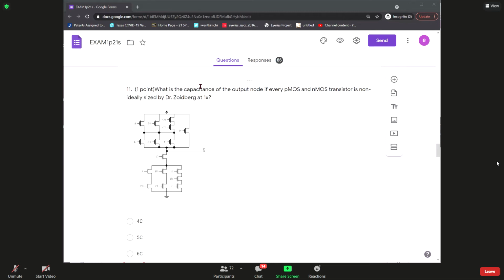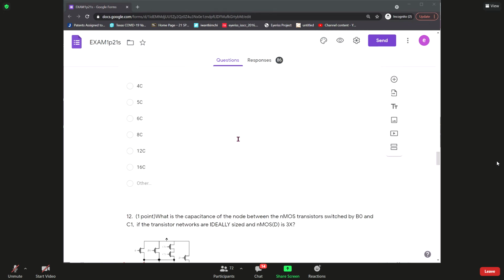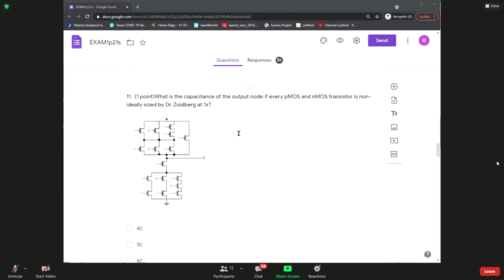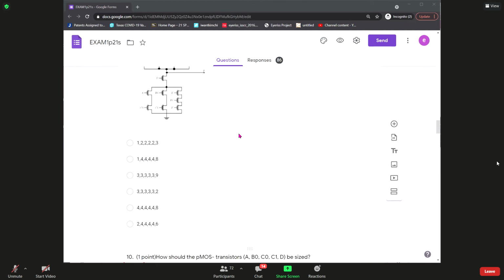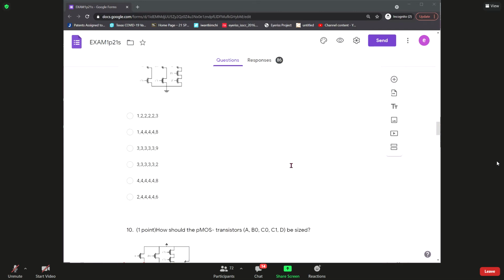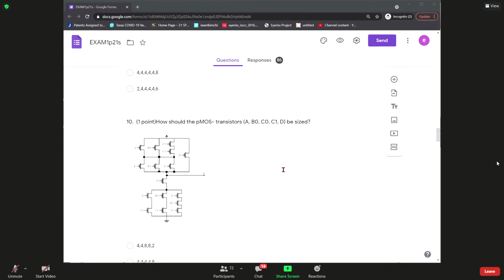All right, so there are the capacitance numbers. Do we need to review capacitance calculations? Professor, can you go back to 9 so I can see what you said the right answer was? Number 9, the right answer was this: 2, 4, 4, 4, 6. Okay, thanks.